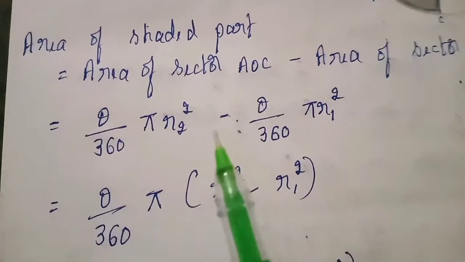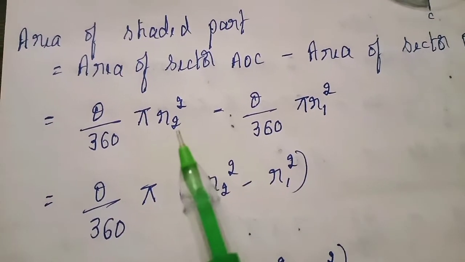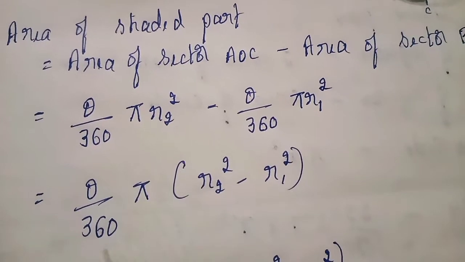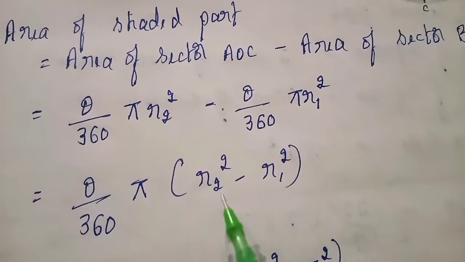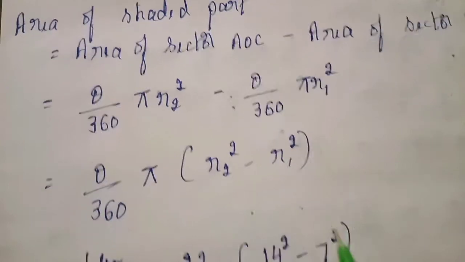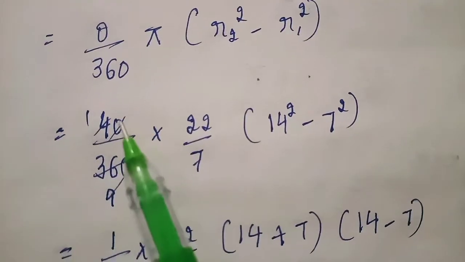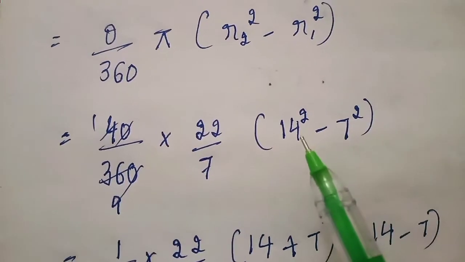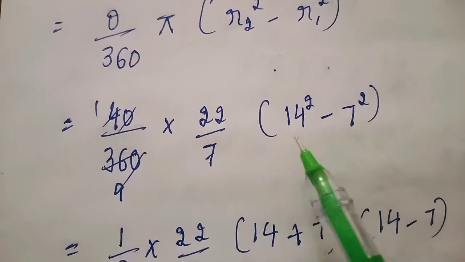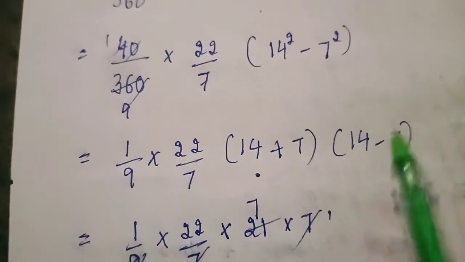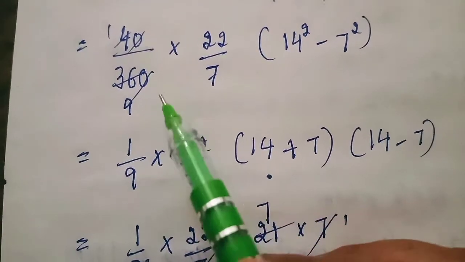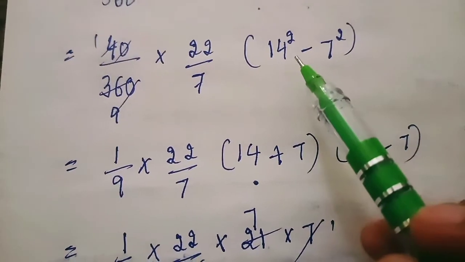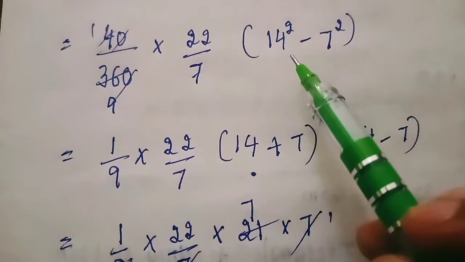So here for calculation, don't make it difficult, try to make it simpler by taking theta by 360 into pi common. So in the bracket, what is remaining? R2 square minus R1 square. Now substitute, theta is 40 by 360 into 22 by 7. R2 is 14 and R1 is 7, so 14 square minus 7 square. Cancel here 0, 0 and 4 9s are 36, so 22 by 7 is remaining. Here instead of 14 into 14, 7 into 7, after subtracting we'll get the answer.